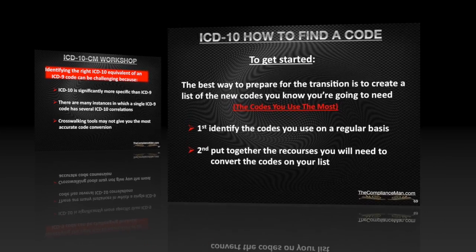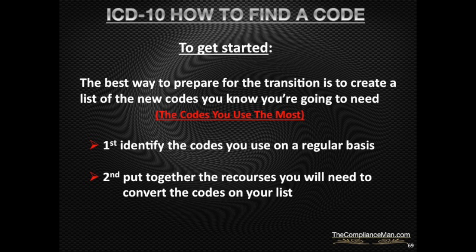To get started, the best way to prepare for the transition is to create a list of the new codes you know you're going to need to use in your office. So these are the codes that you use the most. So first you want to identify the codes you use on a regular basis. And then second, you want to put together the resources that you're going to need to convert the codes on your list.